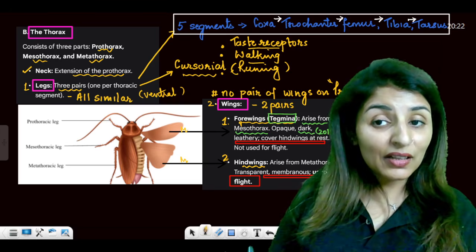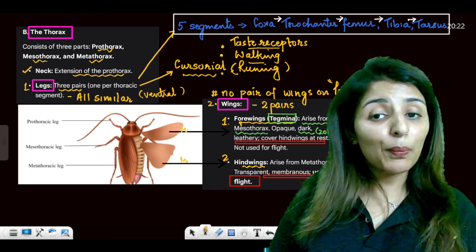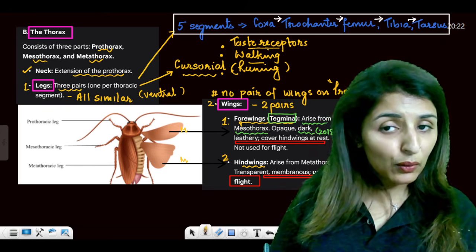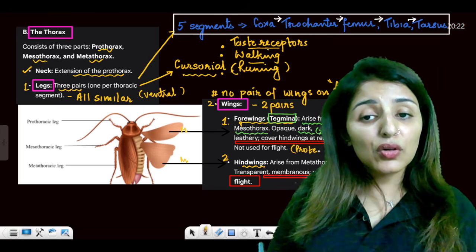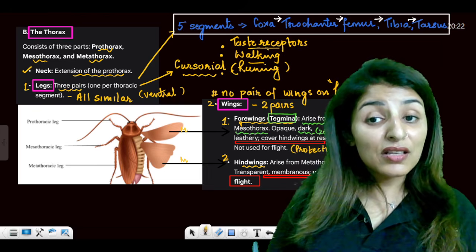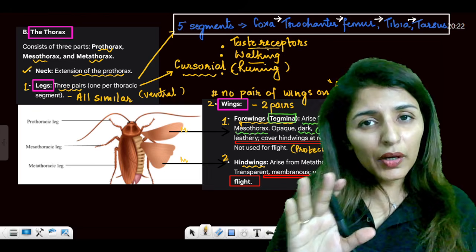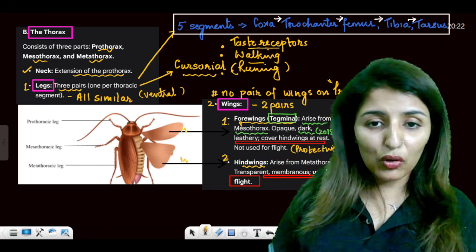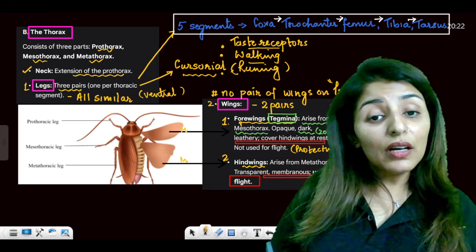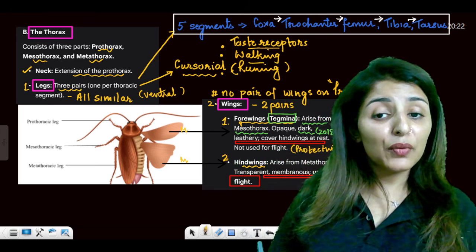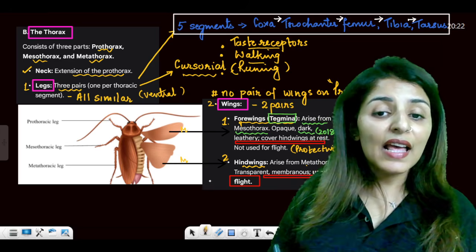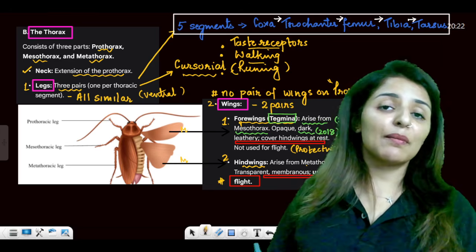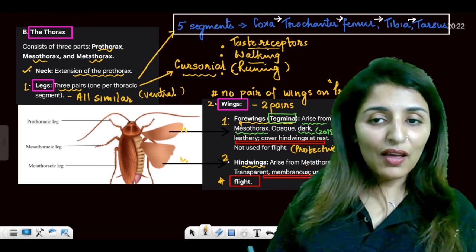This was a 2023 question. Now tegmina is opaque, dark, leathery, and covers the hind wings. So the main function of forewings is being protective. So the color was also asked in 2018. See, every year we are getting some or the other question from Cockroach. Now moving on to the hind wings, which arise from metathorax. They are transparent, they are membranous, and they are important for flight. They are used for flight.